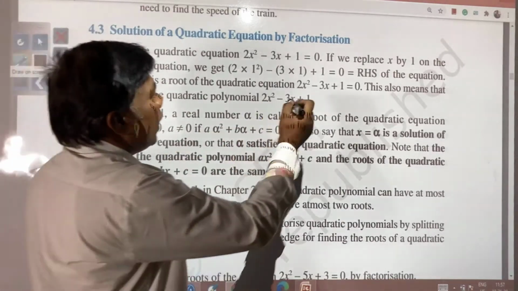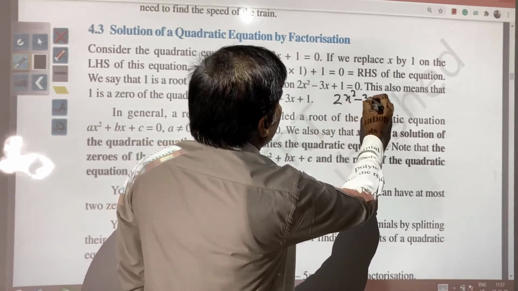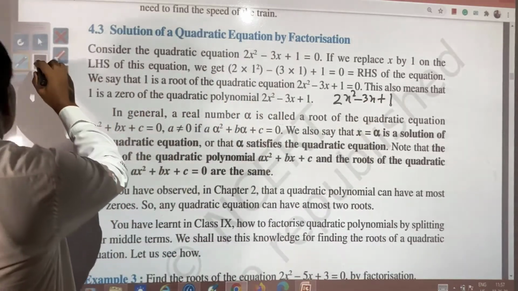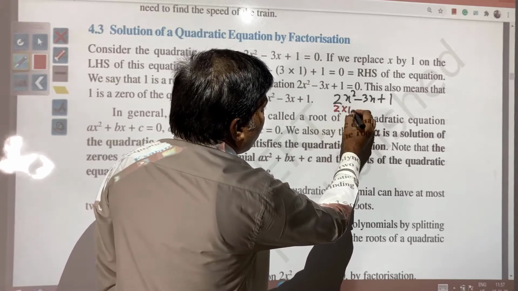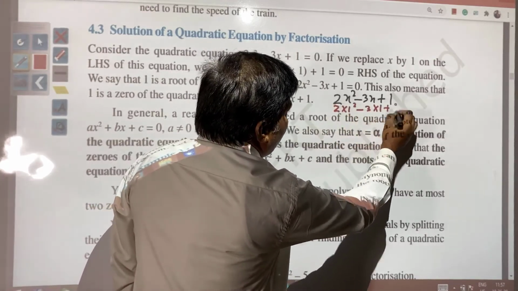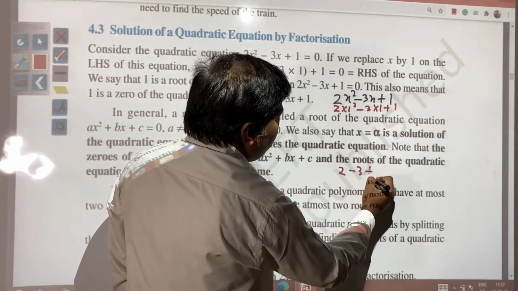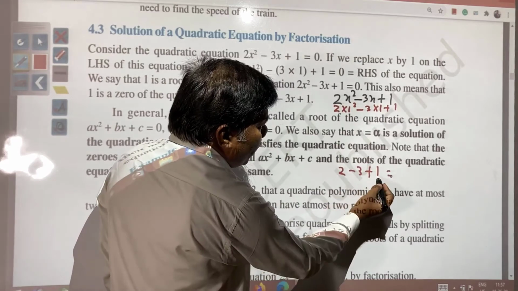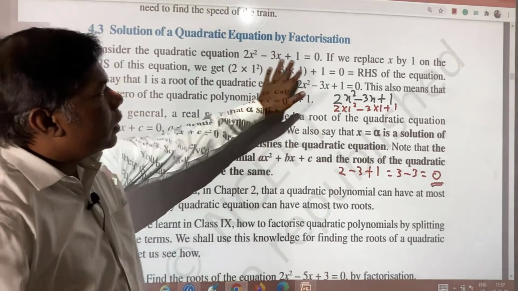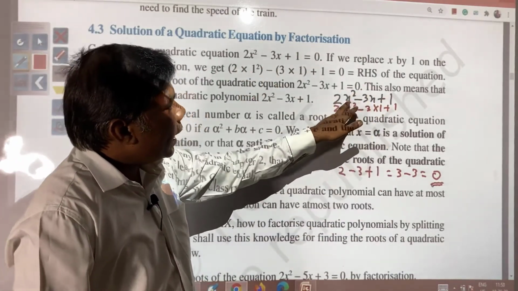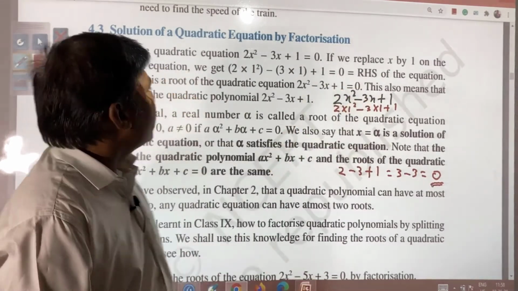Here you see what has been done. Suppose you have the equation 2x square minus 3x plus 1. If you replace x by 1, what you get is 2 into 1 square minus 3 into 1 plus 1. Solving this, 2 into 1 minus 3 plus 1, it means 2 plus 1 is 3, 3 minus 3, it means 0. So LHS is equal to RHS. When x is replaced by 1, you get 0, which is equal to the RHS.